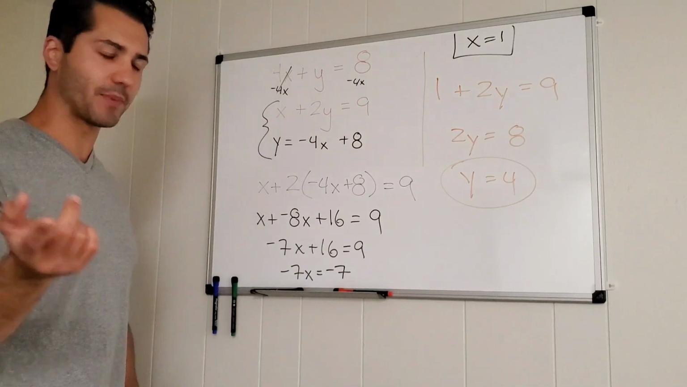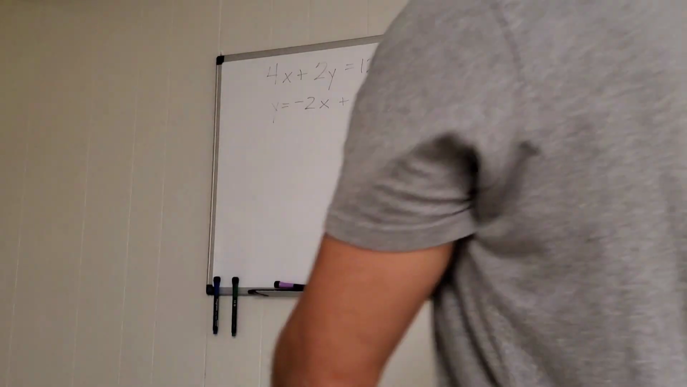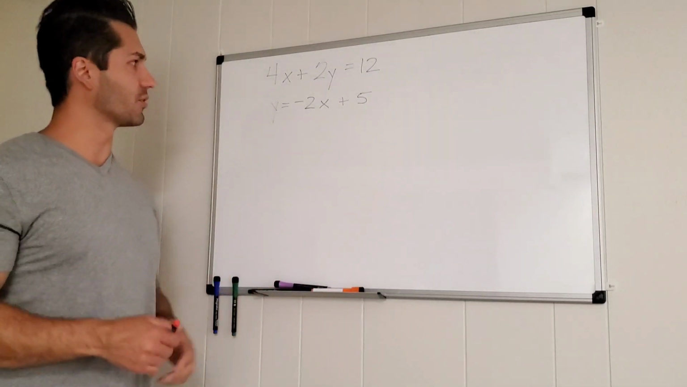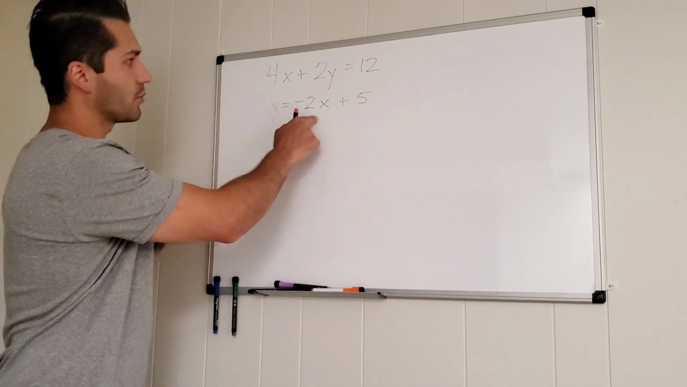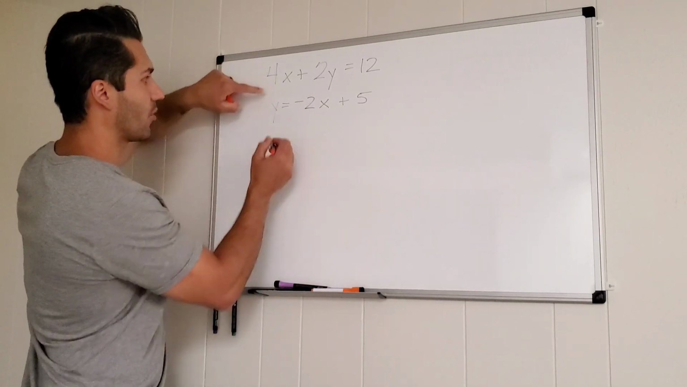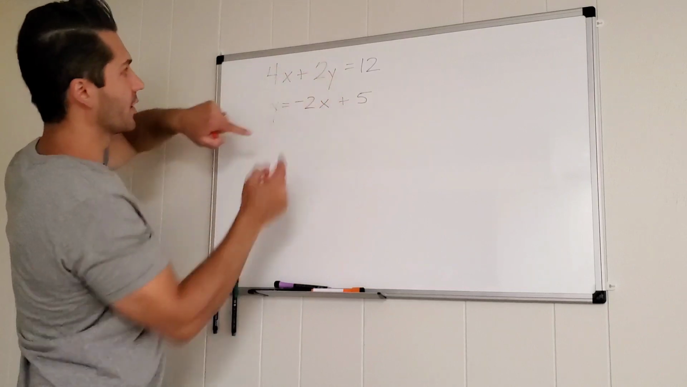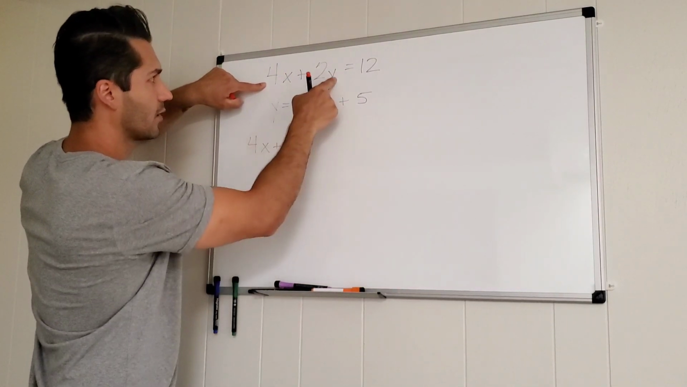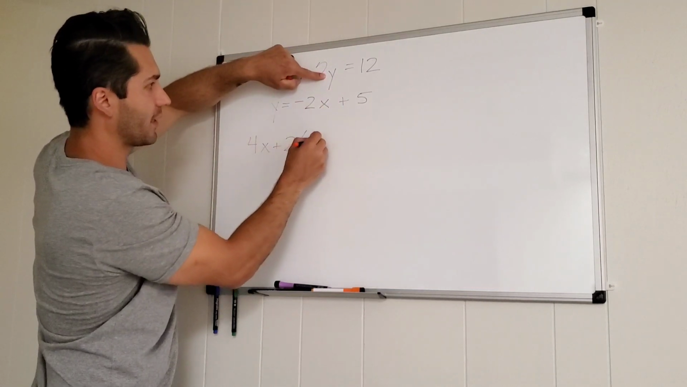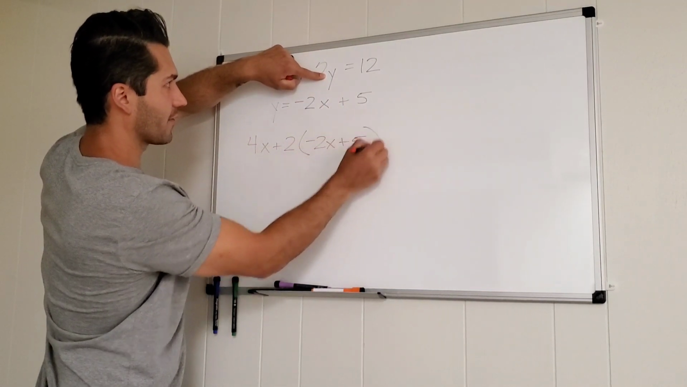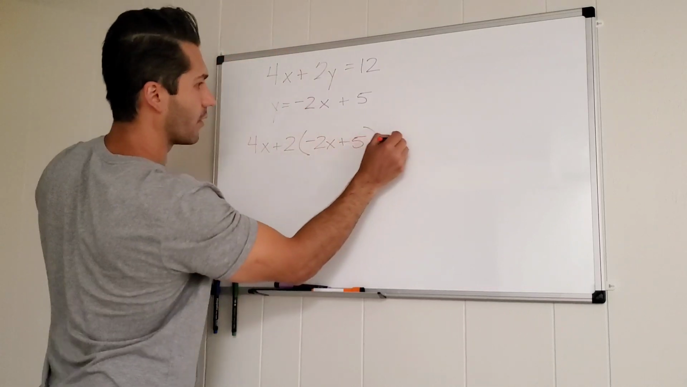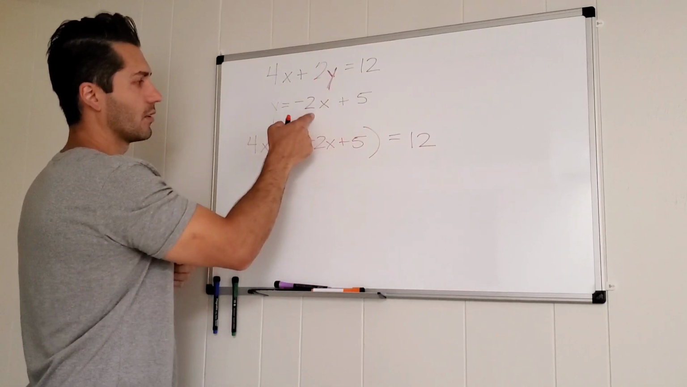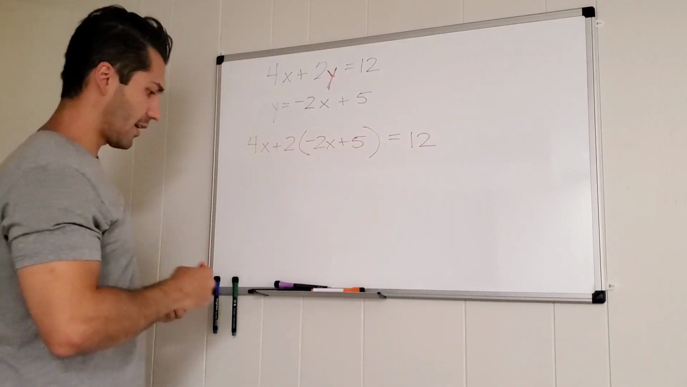There'll be a separate video for special cases. So here's one, looks completely normal, and we're just going to solve it. We're going to take y equals negative 2x plus 5 and plug it into that top one. We're going to take this y, throw it in there. 4x plus 2y, but y equals negative 2x plus 5, equals 12. So I just rewrote that top one, but once again, instead of y, I put negative 2x plus 5. And I keep solving.